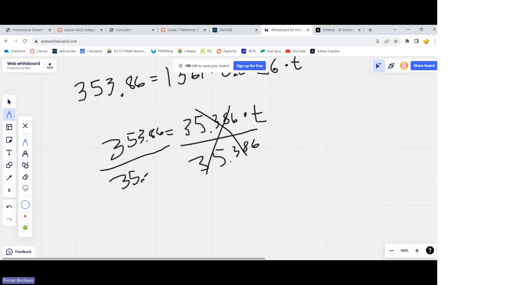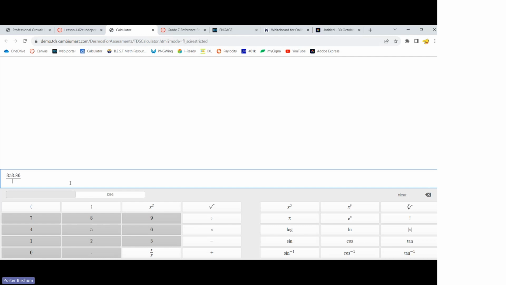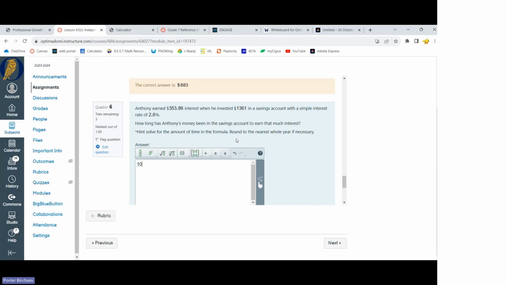Well, I think I know what the answer is. What's 353.86 divided by 35.386? Let's see. I think I know. 353.86 divided by 35.386 is the number 10. If you don't get a perfect number like I did, make sure to round your answer to the nearest whole year.